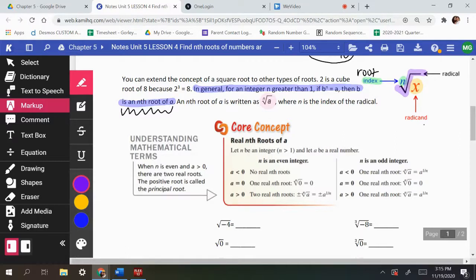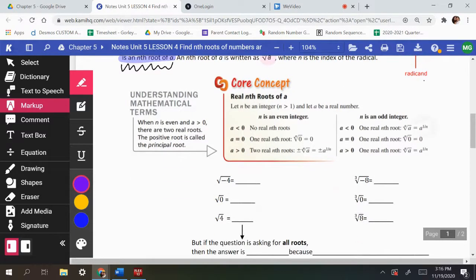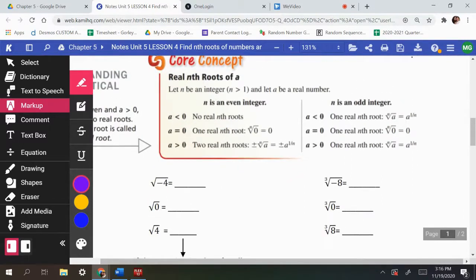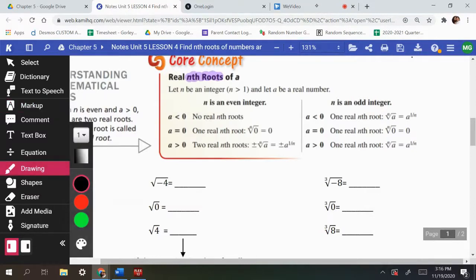All right, down here it says real nth roots of a. Okay, so we're talking about an nth root of a. So it looks like this, nth root of a. So a is your radicand and n is your root. It says if a is less than 0, or if a is negative, then there are no real nth roots. Well, that's true. Let's look at this example down here.